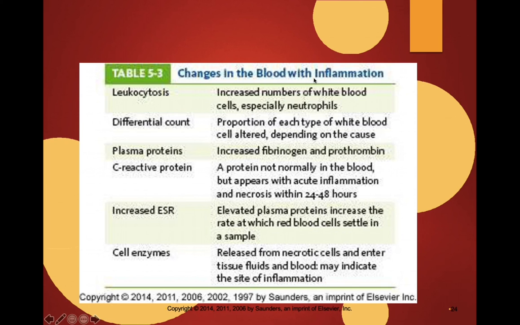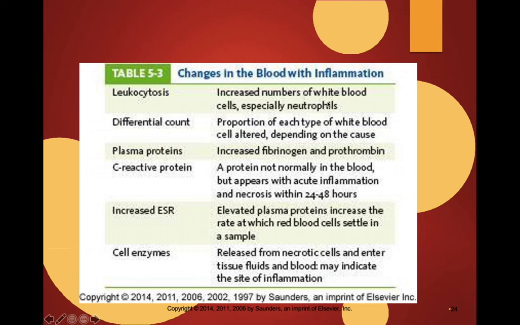So some of the changes that we could see, again, you've got the increased ESR, the C-reactive protein. Some plasma proteins can increase, right? If we need to clot the area, then fibrinogen, which is inactive, anything that ends in ogen is inactive. When fibrinogen becomes fibrin, it allows us to clot the area. And prothrombin comes before thrombin. A thrombosis is also a clot.